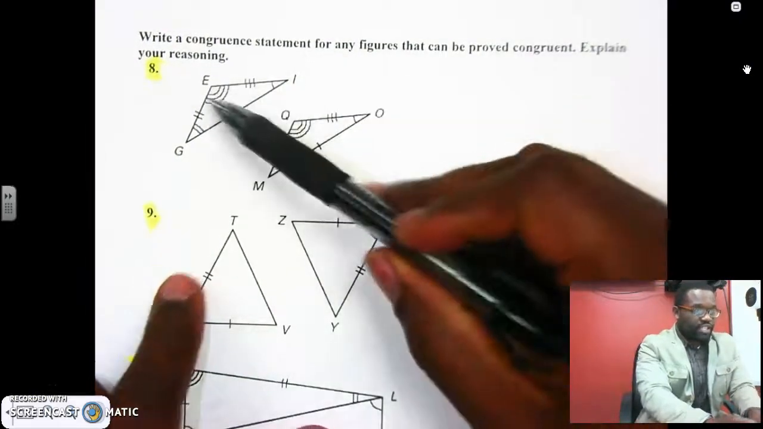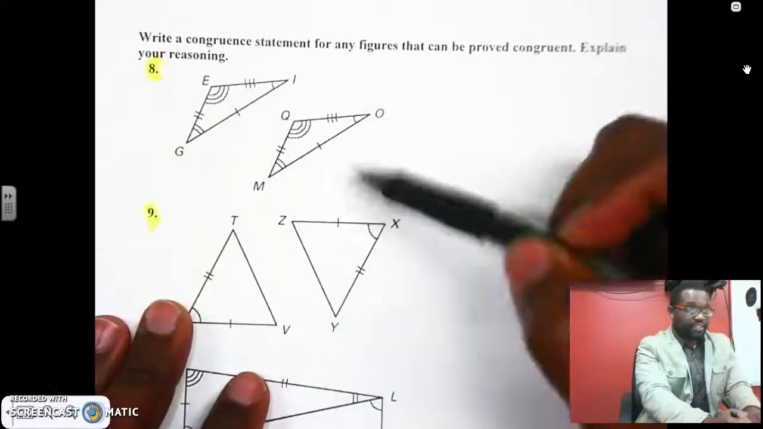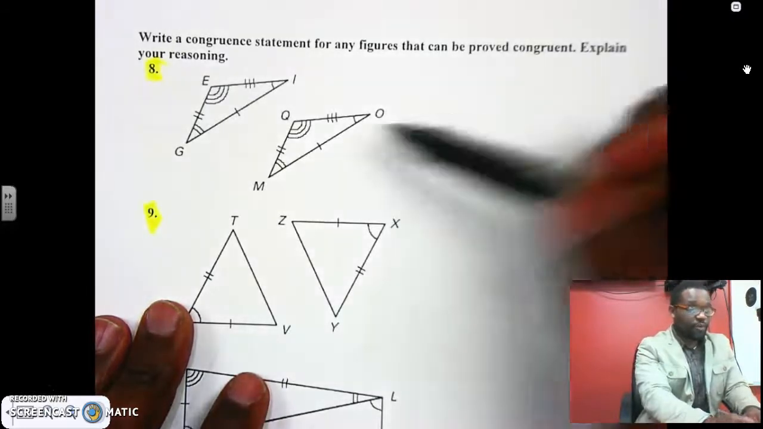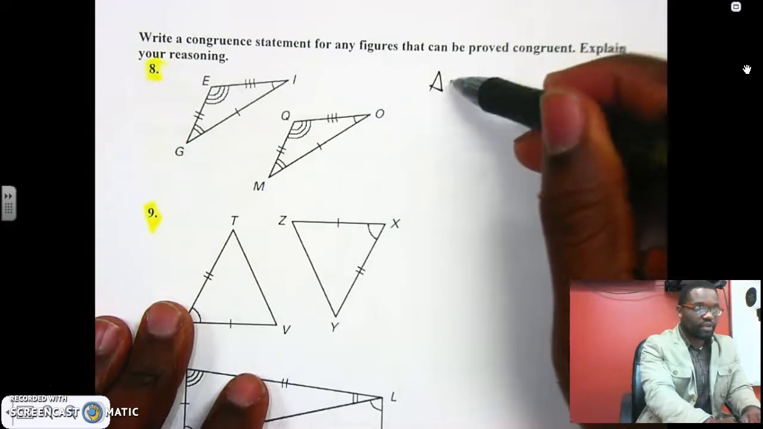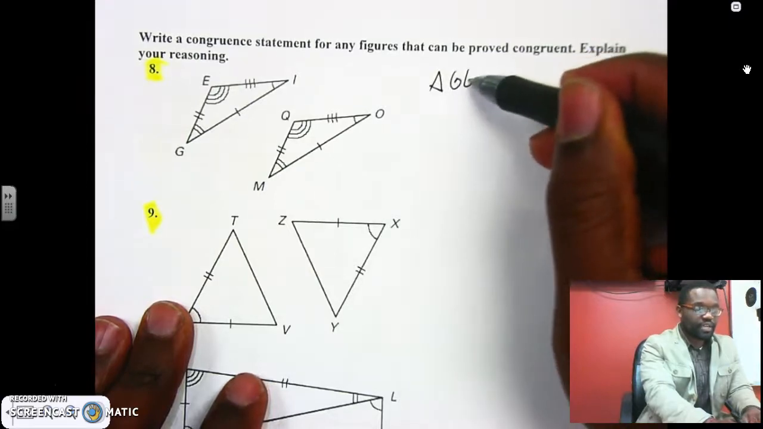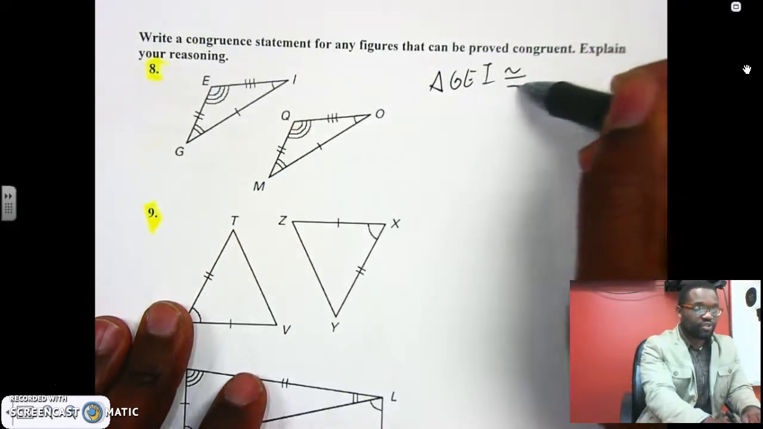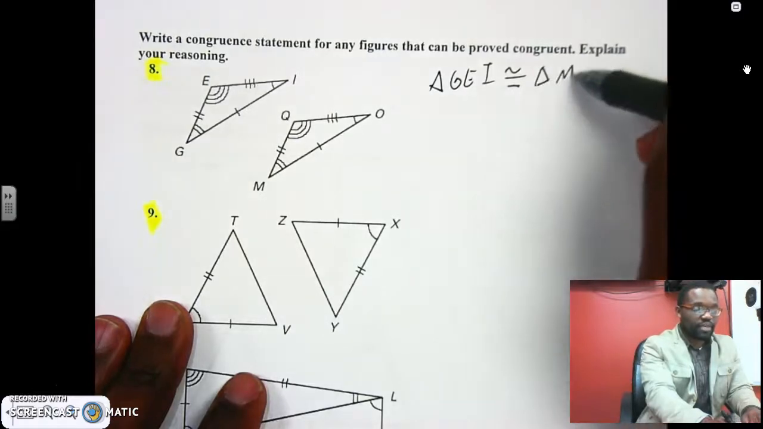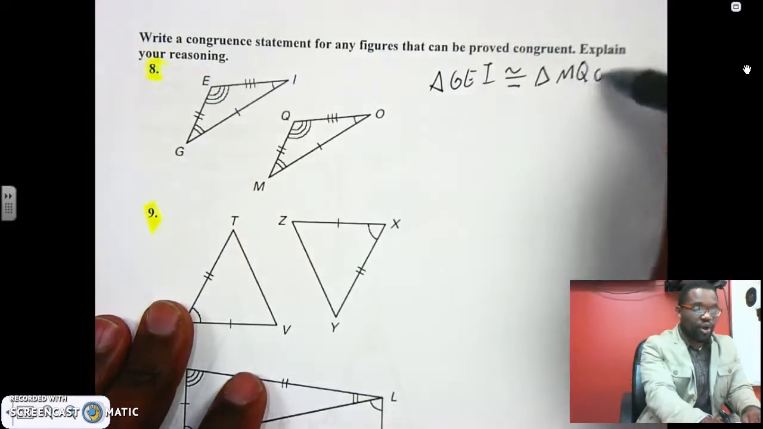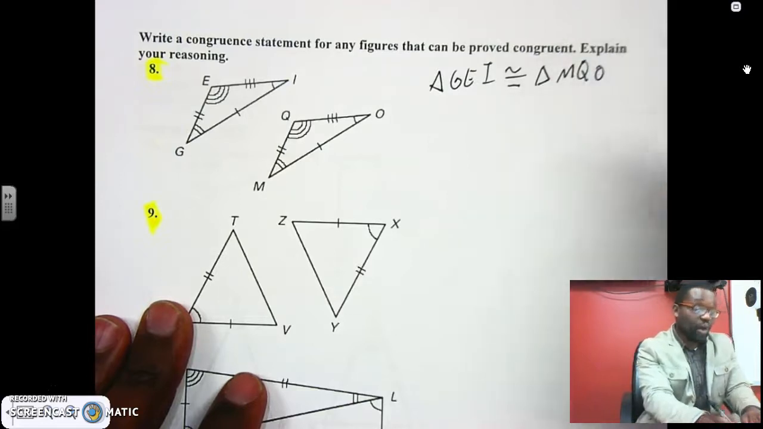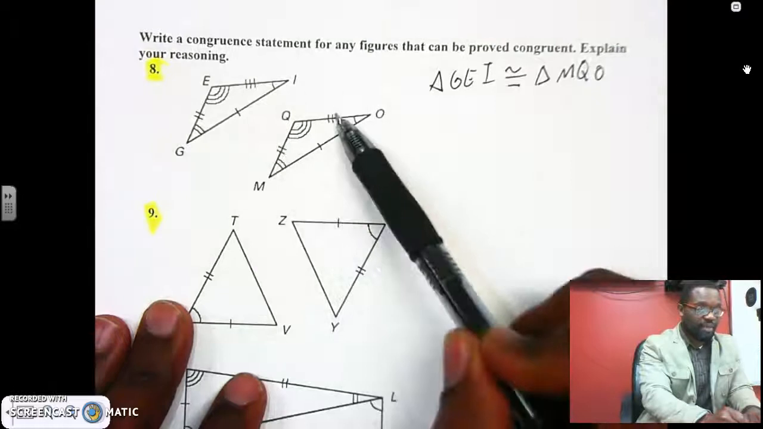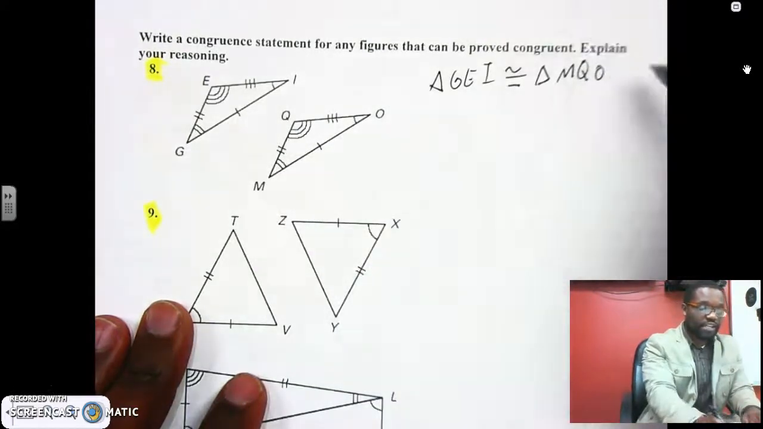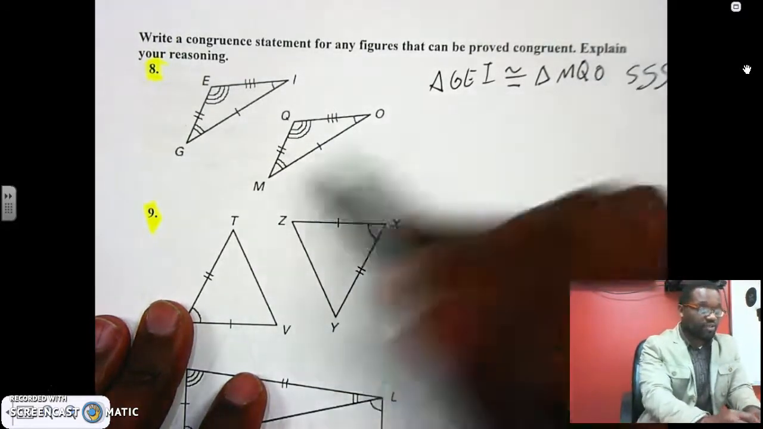Now notice these two triangles, everything is congruent to everything, it seems like. And so with these two triangles, I can prove that triangle GEI is congruent to triangle MQO in the same order. And I can tell you why. Well, what about side, side, side? You see how these sides match up to each other? So I can use side, side, side here because it works.